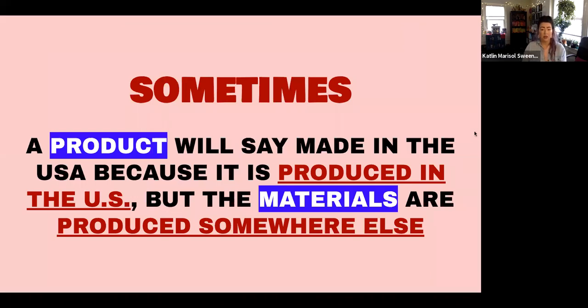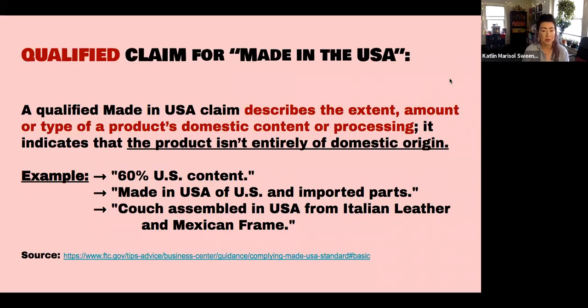Now, as Mertes walks us through, sometimes a product will say Made in the USA because it is produced in the US, but the materials are produced somewhere else. This is where it gets tricky. As Dennis Green introduced us to, the ideal scenario here is that the larger product and the smaller pieces that make up that product are all American made. However, as we start to see some nuances here, you might see the final product say American made, but the materials are obscured from us, and we are unable to know that they are not actually American made themselves.